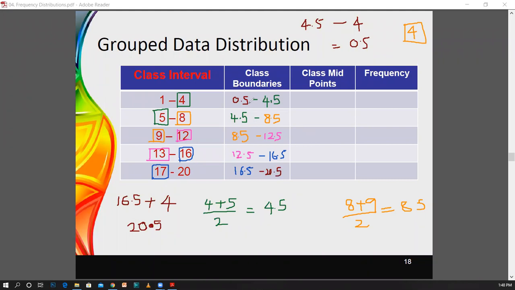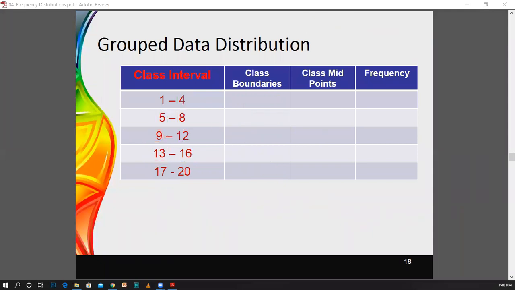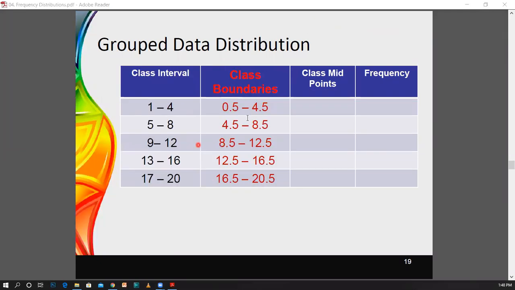And if you see for these class boundaries, now you can see all the class widths are equal to 4. The difference is 4 between these two. For these two also the difference is 4. And this is how you are defining the class boundaries. And these are the class boundaries that you have obtained.